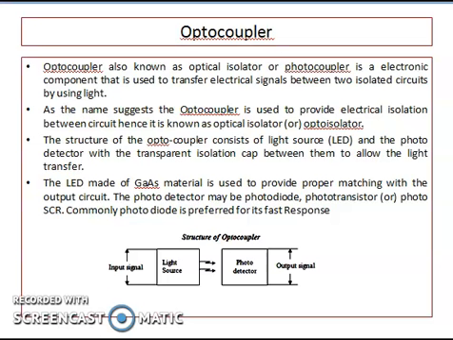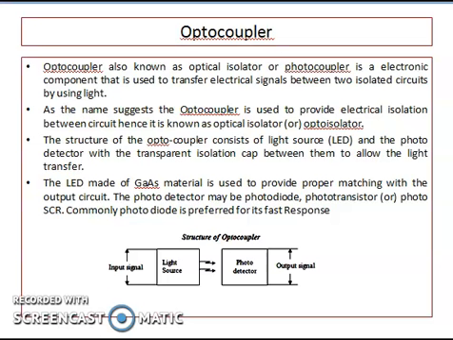Another device which works on the principle of optical energy is the opto-coupler. Opto-coupler is also known as an optical isolator or photocoupler. It is an electronic component that is used to transfer an electrical signal between two isolated circuits by using light energy. As the name suggests, the opto-coupler is used to provide electrical isolation between circuits. Hence it is known as an optical isolator or opto-isolator.